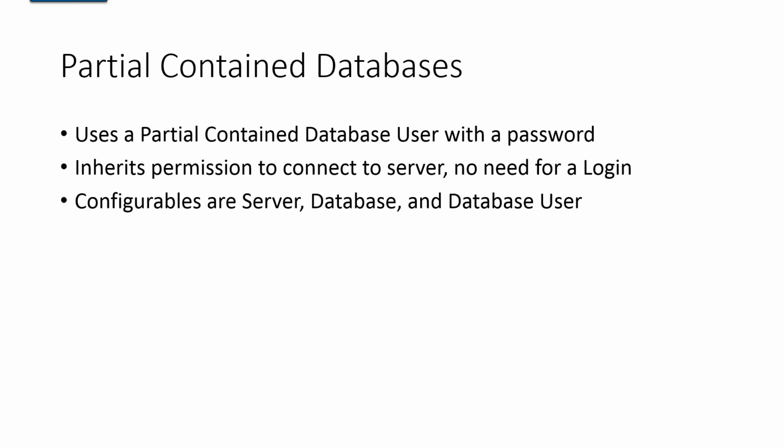We have something called partial contained databases. A partial contained database is actually a database user with the password. The database user with the password can also be a Windows user. It's not having a login, so you only create it in the database itself. You need to enable partial containment on the server level, and you need to enable partial containment on the database itself. So you configure this on three levels, on the server, on the database, and in the user. The database user, which you are connecting with, inherits the permissions to connect to the server. This means that this user can only connect to objects in this specific database.